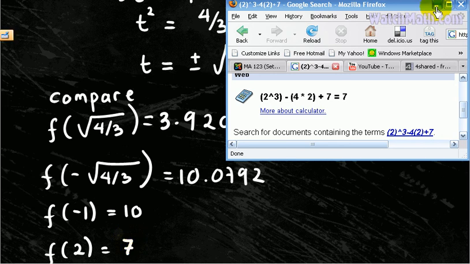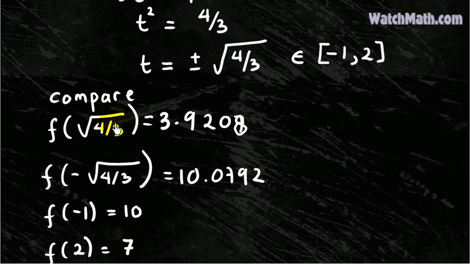So the minimum value happens when t equals square root of 4/3. So this is the minimum.